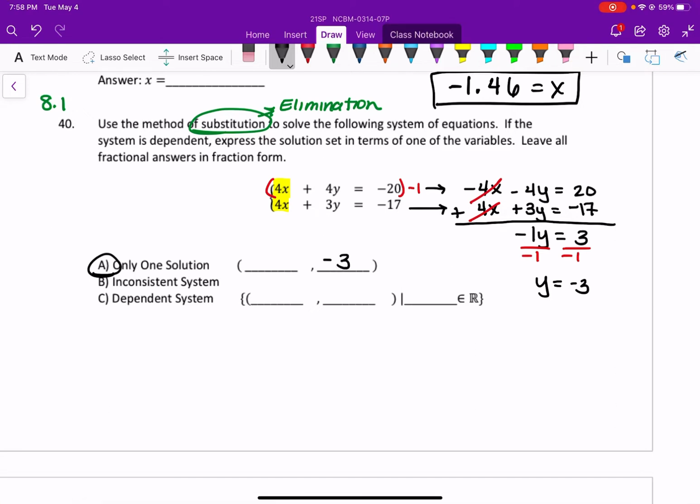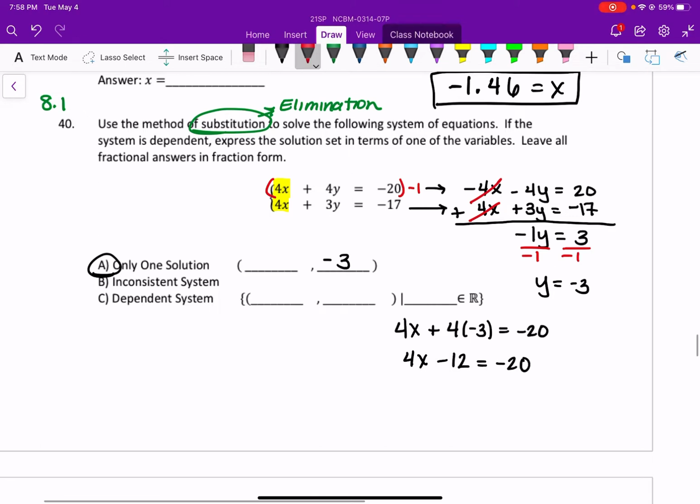Now to find my x, I'm just going to pick one of the 2 equations. Honestly, doesn't matter which one. I'm going to plug in my y, find my x. I'm going to plug it into the first equation. No particular reason why, just because. So 4x plus 4 times -3 is equal to -20. So 4x minus 12 is equal to -20.